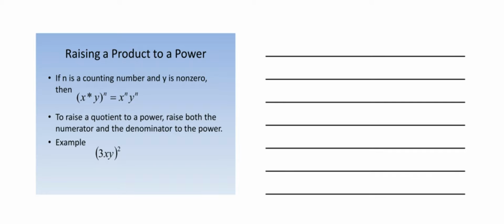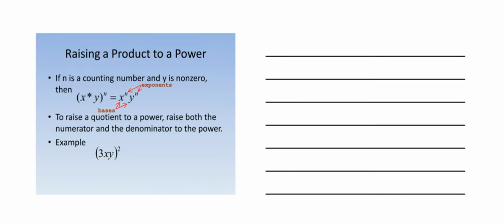So to raise a quotient to a power is both the numerator and the denominator to the power. And then we have an example. Do notice, in this case, x and y are our base, or bases, and then the n is the exponents in both cases. So let's realize that in this case we're distributing exponents, in other words.